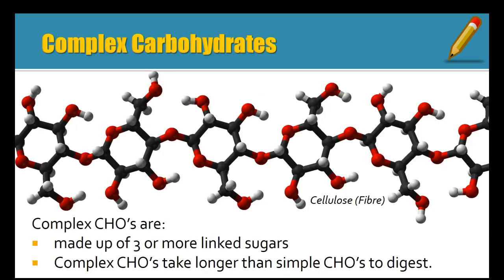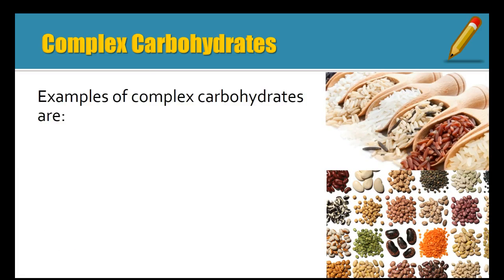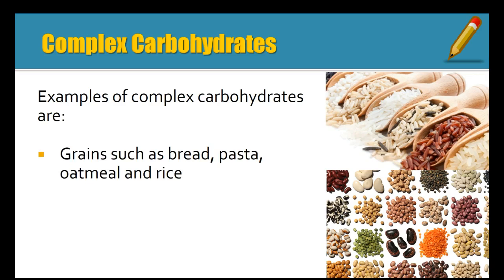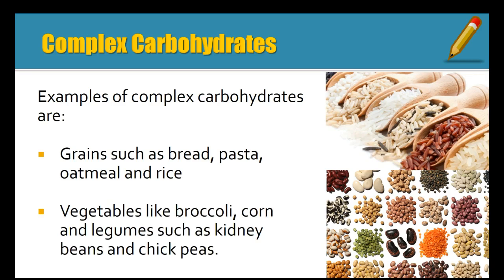So complex carbohydrates, like the name suggests, are made up of 3 or more sugars, and they take longer to break down and digest than your simple carbohydrates. What they do is provide you with lower amounts of energy, but for a longer period of time. Examples of complex carbohydrates include bread, pasta, oatmeal, and rice, and vegetables like broccoli, corn, and legumes, such as kidney beans, chickpeas.